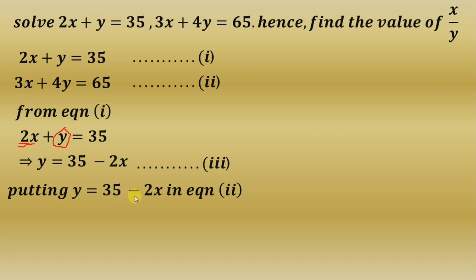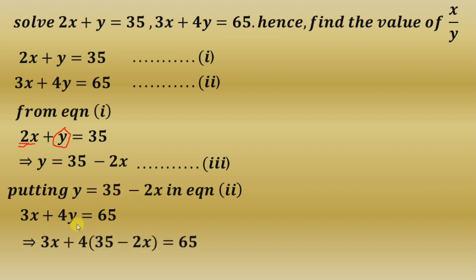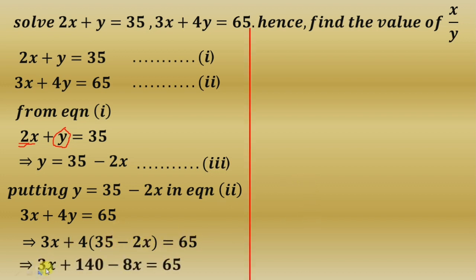Putting y is equal to 35 minus 2x in equation number 2. Equation number 2: 3x plus 4y is equal to 65. Now I'll substitute the value of y by 35 minus 2x. So 3x plus 4, y means 35 minus 2x, is equal to 65. So 3x plus 4 into 35 is 140, minus 4 times 2x is 8x, is equal to 65.